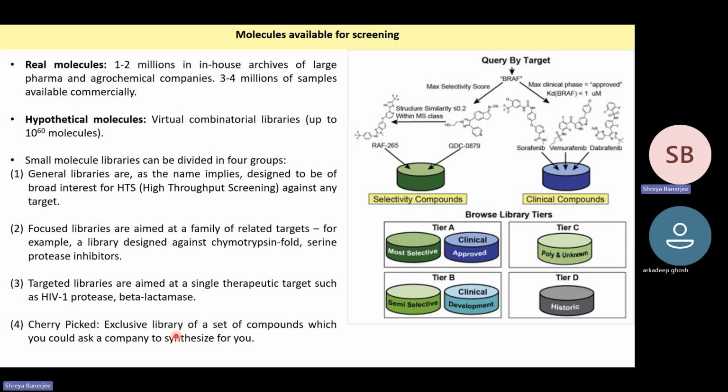And a cherry-picked library is an exclusive library containing a set of compounds which we can ask a company to synthesize for us. Suppose we are targeting a completely new protein. Then we can ask a company to synthesize a library of possible ligands for that particular protein. That is called a cherry-picked library, where ligands for the particular protein we are targeting can be synthesized by any pharmaceutical company.